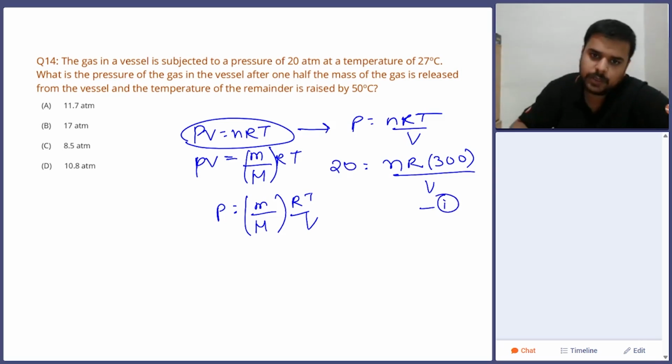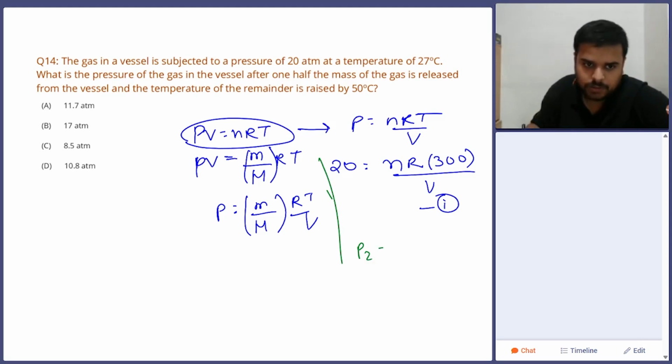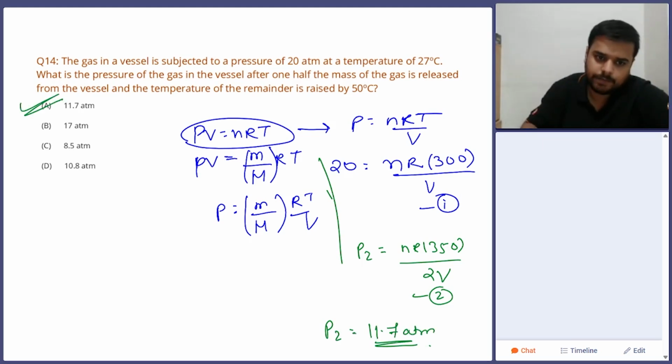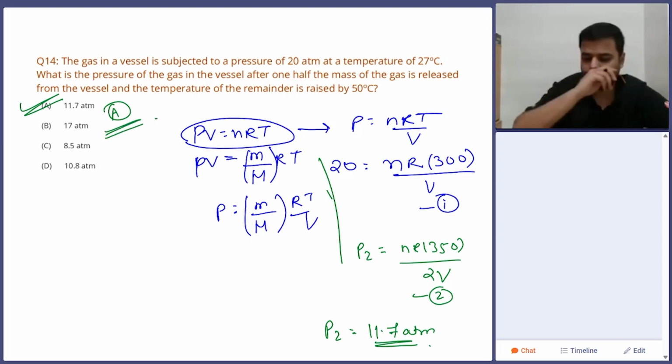Suppose this is equation number 1. For equation number 2, pressure is P2, which we have to find, and our temperature is now 350 and volume is 2V. If we solve equation number 1 and 2, we'll get pressure P2 is 11.7 atm. Option A.